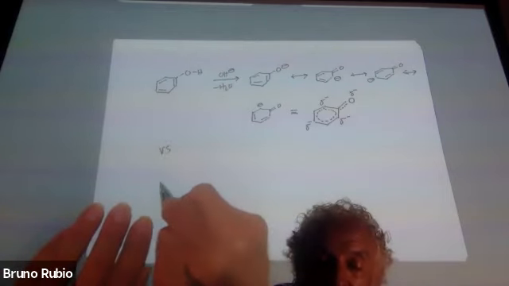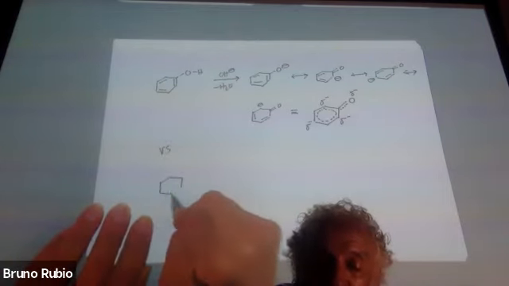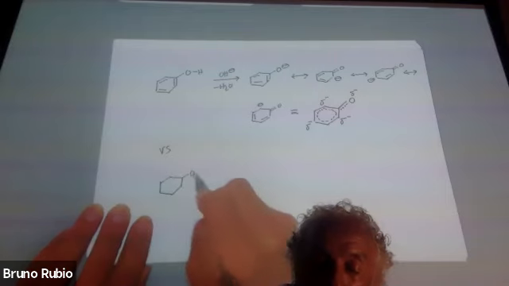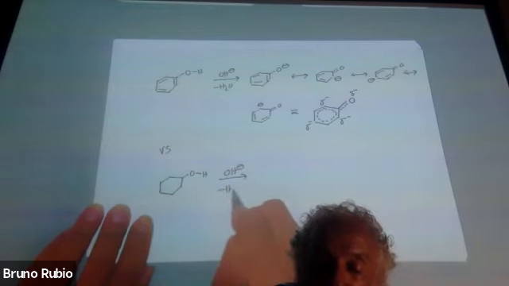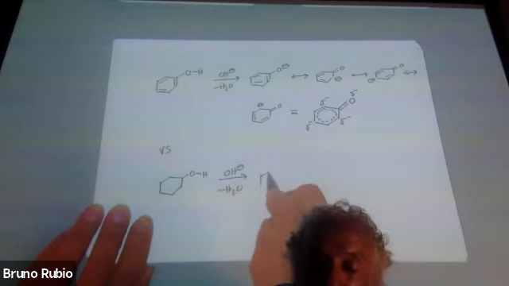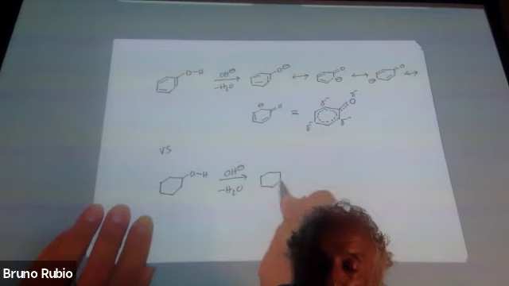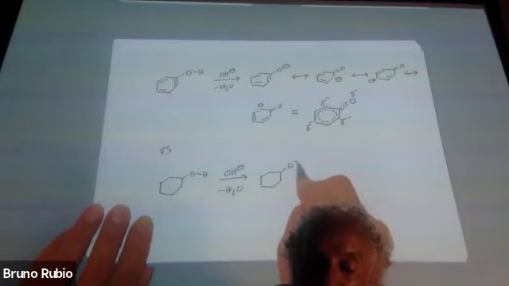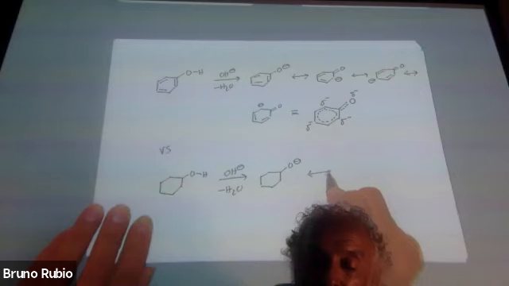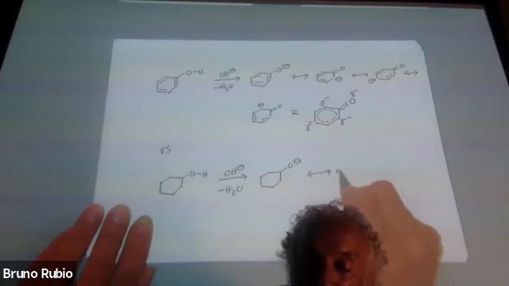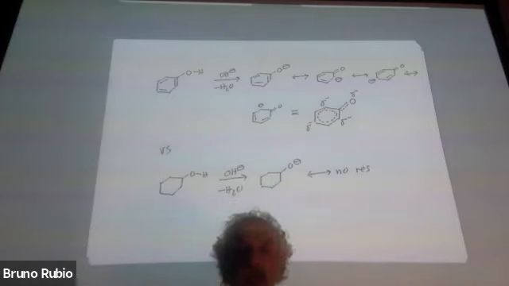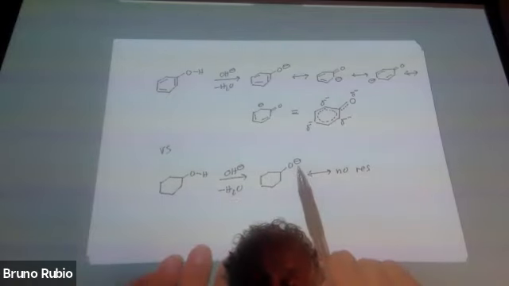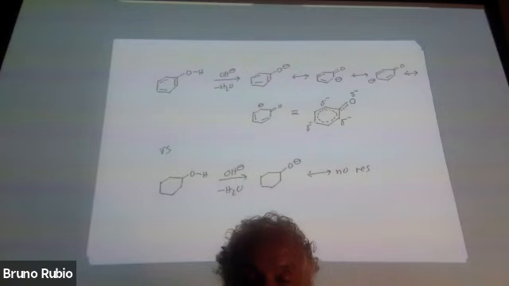Versus something like cyclohexanol, where when you mix that with a base, you're going to get water. The base is going to remove the proton. You're going to get this. And now we try to draw resonance structures. There aren't any, no resonance structures. So this negative charge here is stuck there.